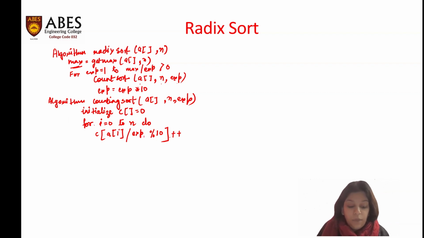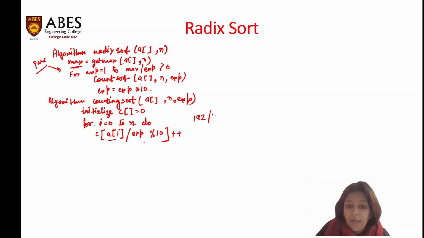Now let us try to understand this statement a little more for the tens place also. So for the tens place, when we will be in the next pass, the value of exp will become 10. Now when we will come here, this will become A[i] divided by exp. So suppose the value of A[i] is 192.